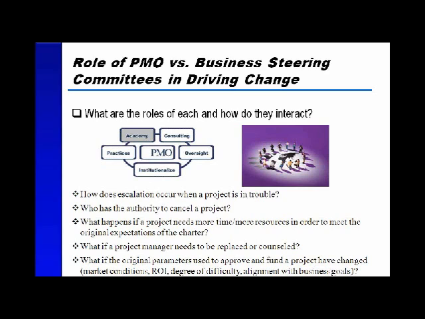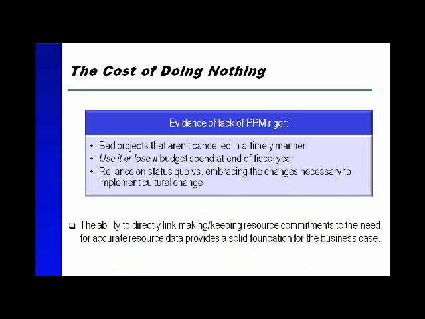Who has the authority to cancel a project? What if we need more time and more money to get a project done? What happens if we're out of line with the original expectations? How do we get project managers replaced or counseled? And if it looks like there's no way we're going to hit the project's goals, why don't we stop it? How do we do that? So that's what we mean by governance process, to do that formally.